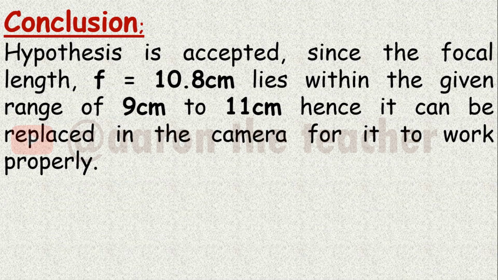Then another stage is now the conclusion. Now the conclusion, you're concluding in line with the hypothesis, and we are saying the hypothesis is accepted since the focal length f is equal to 10.8 centimeters, and this lies within the given range of 9 centimeters to 11 centimeters. Hence, it can be replaced in the camera for it to work properly.